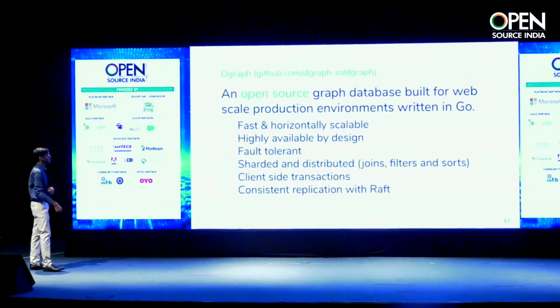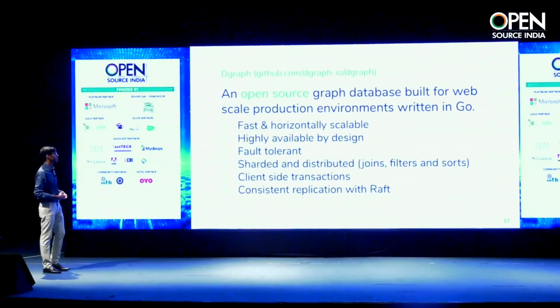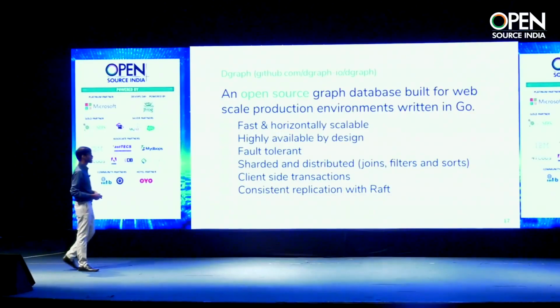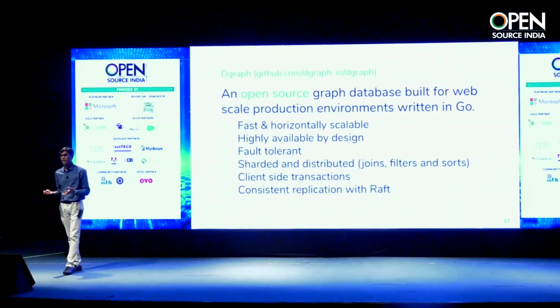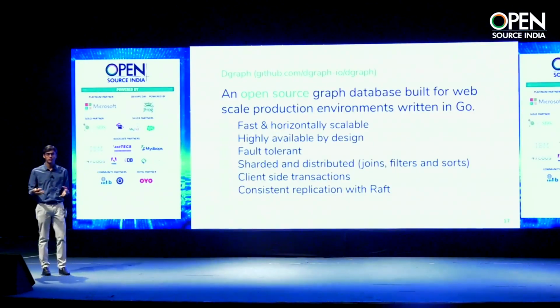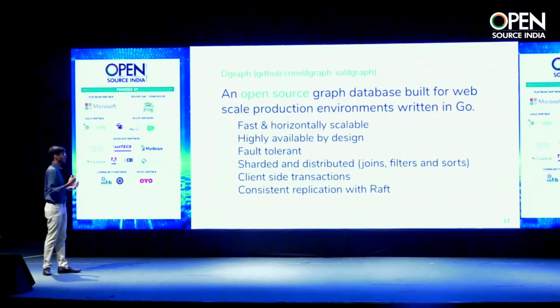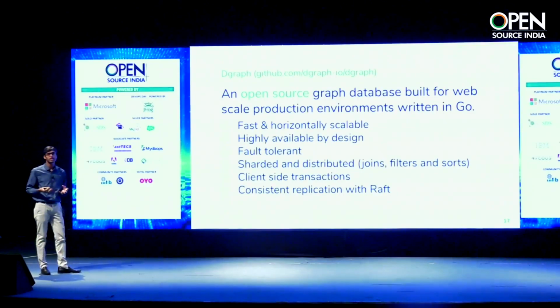Dgraph is an open source graph database built for web scale production environments. It's entirely written in Go. It's fast and horizontally scalable. It's highly available by design. When Dgraph was designed, the first thing that we thought about is how we can make it scalable, how we can make it highly available. These are the basic things that are built into the design of Dgraph.